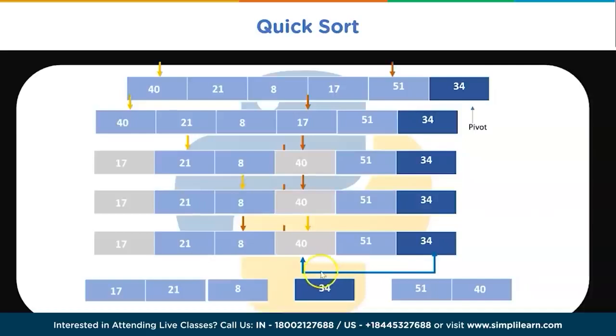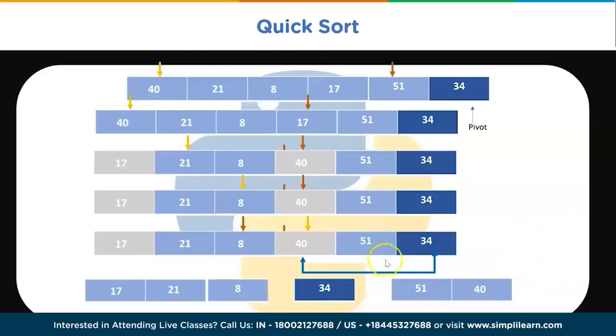So in this case, what will happen is 40 will get swapped with 34 and 34 will come in place of 40 and 40 will go to the end. Now with this whole exercise, 34 has found its correct position in this entire array, and if you monitor, all the elements on the left hand side of 34 are smaller than 34 and all the elements on the right hand side are greater than 34, and this is what we wanted to achieve.